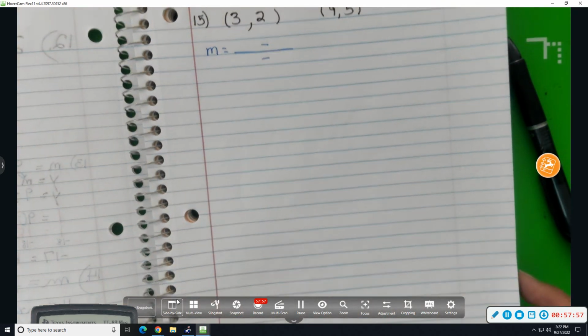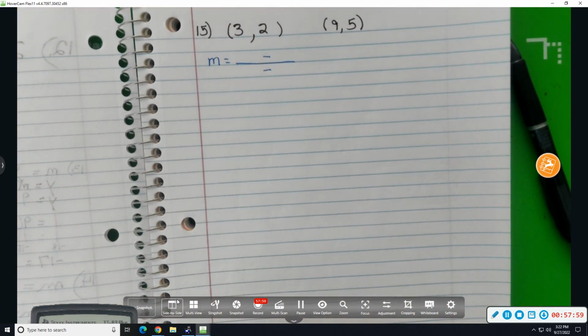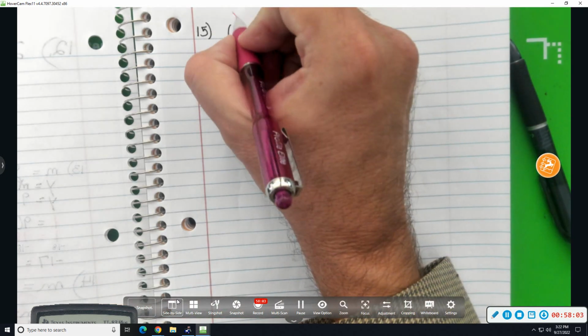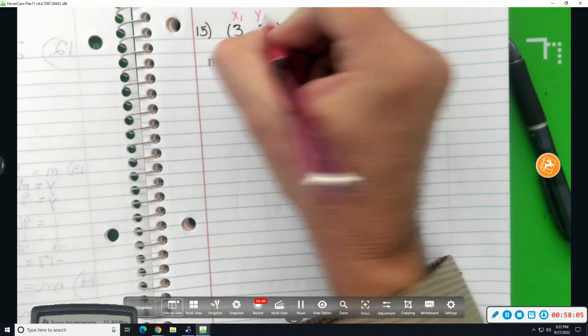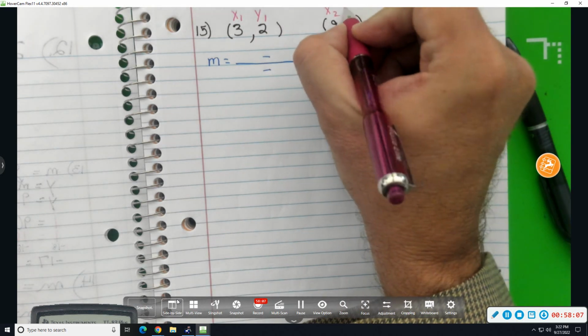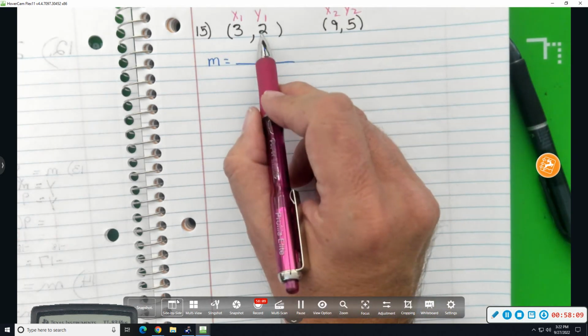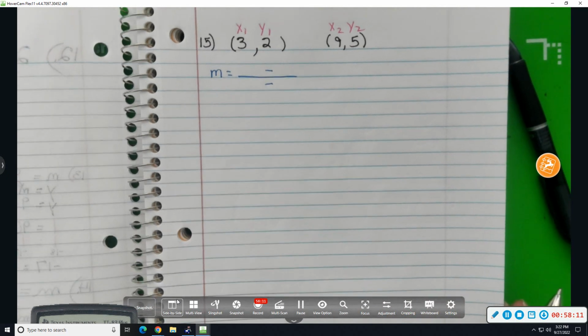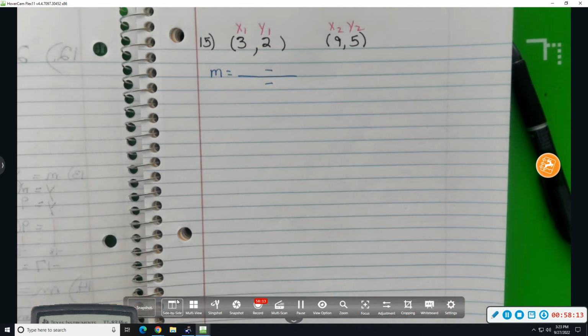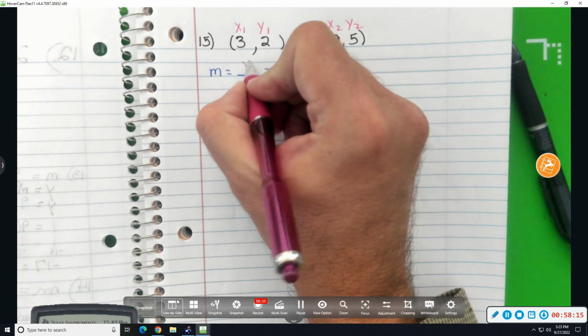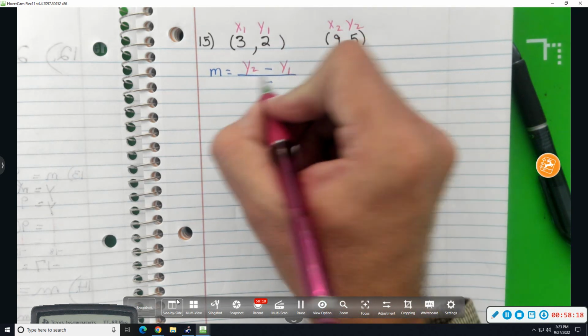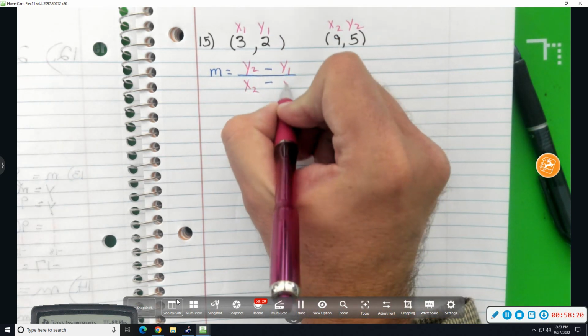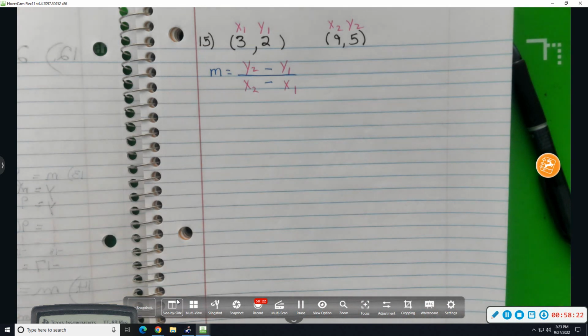There's number 15. So I'm first finding the slope. Hopefully it's clear to you why I'm finding the slope. First x, first y, second x, second y. Slope formula is y2 minus y1 over x2 minus x1.